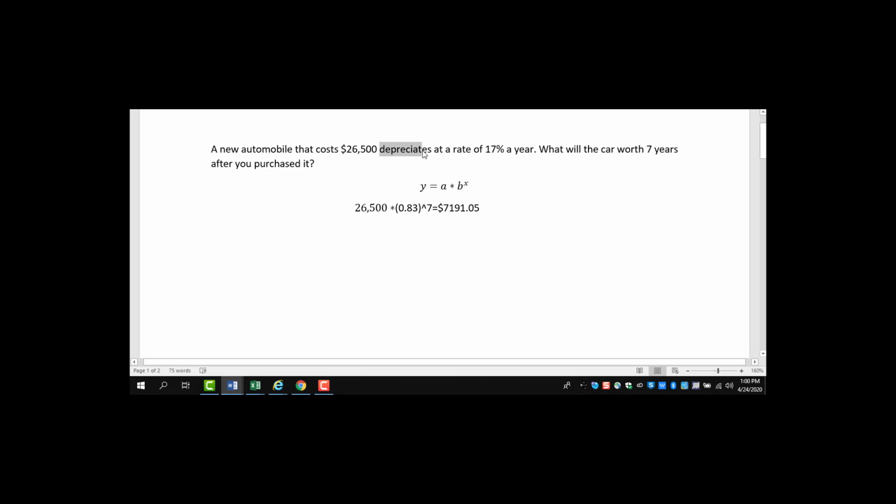So depreciate obviously means go down, loses value. And so that's a typical problem with depreciation. This is exponential decay because it's decreasing every time period. And you know it's decreasing because that number is less than 1.